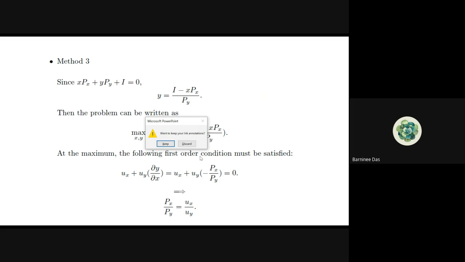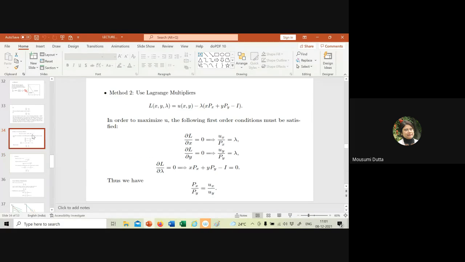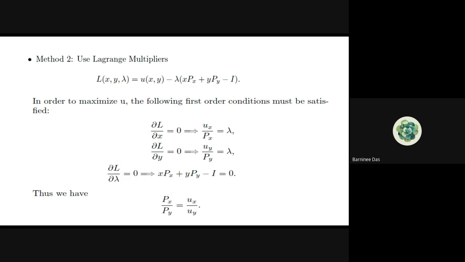Yes, ma'am. I had a question. Ma'am, I was asking that del L by del X equal to 0 and del L by del Y equal to 0 give the first order conditions of maximizing that function capital L. Then why will it maximize U? Why are we maximizing U using that?